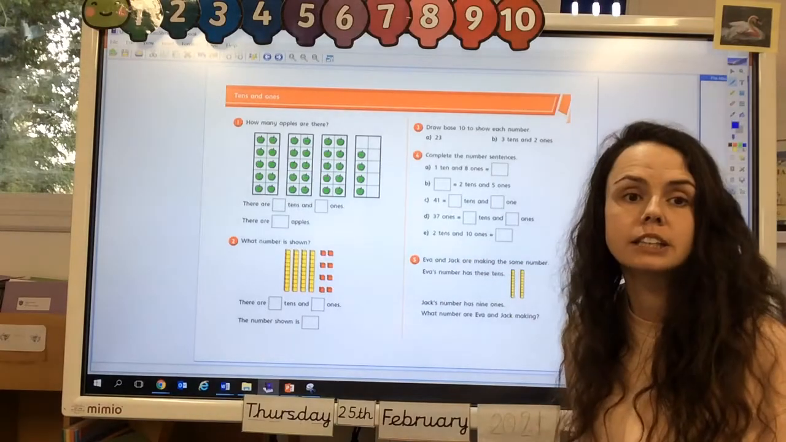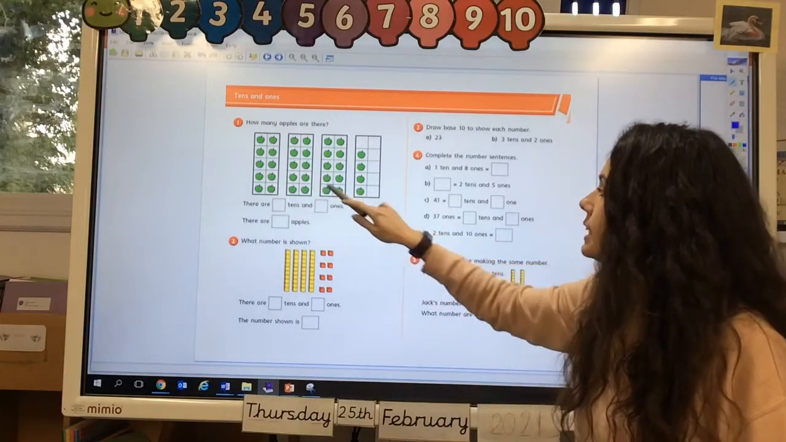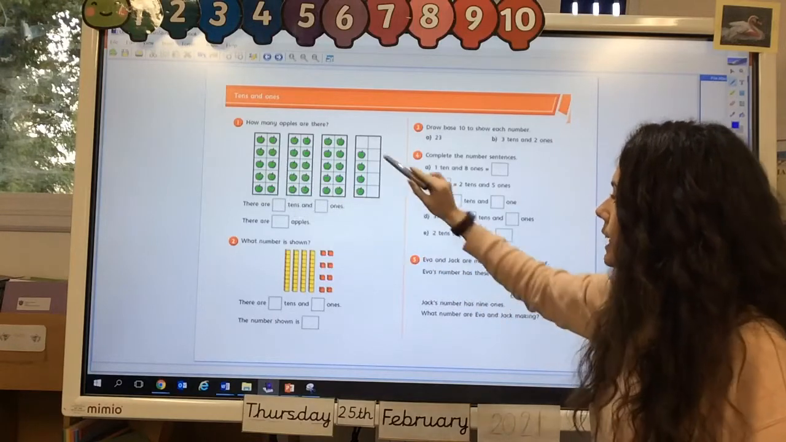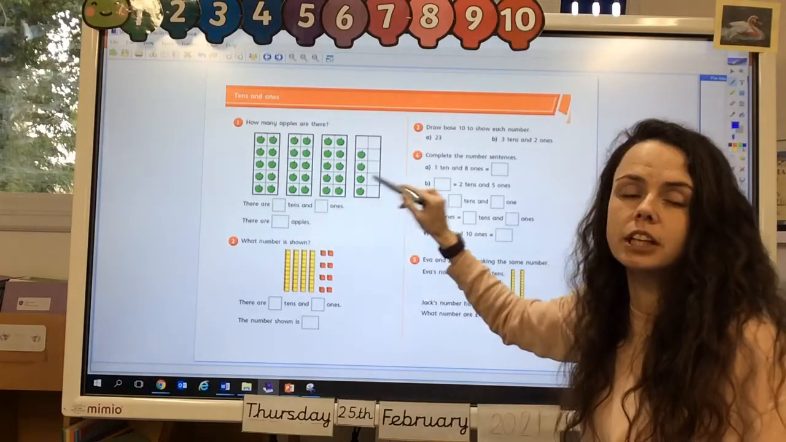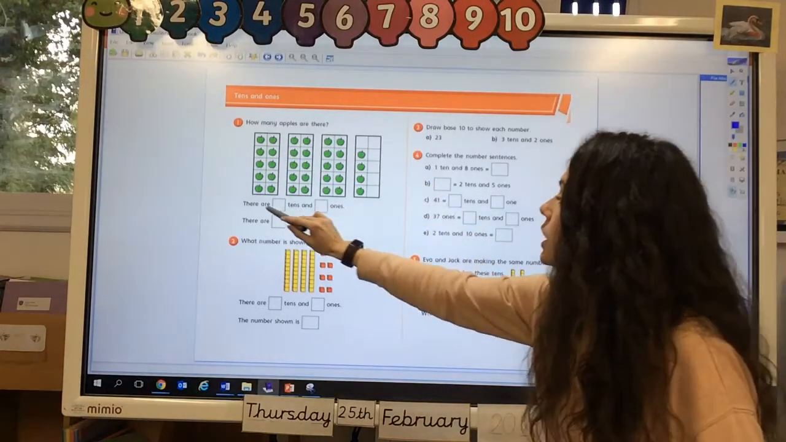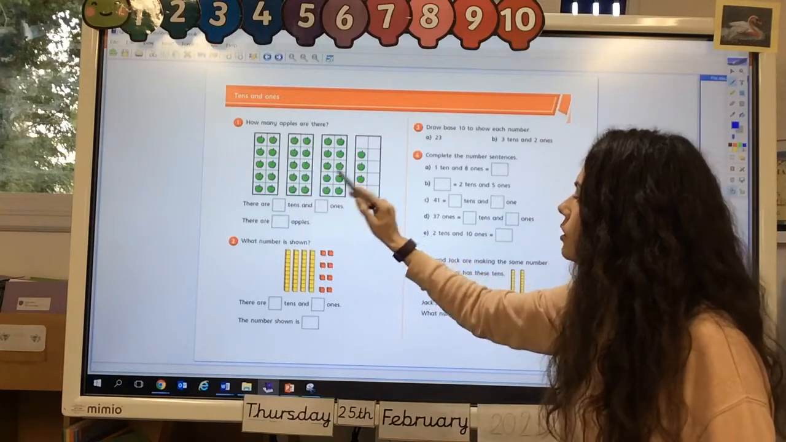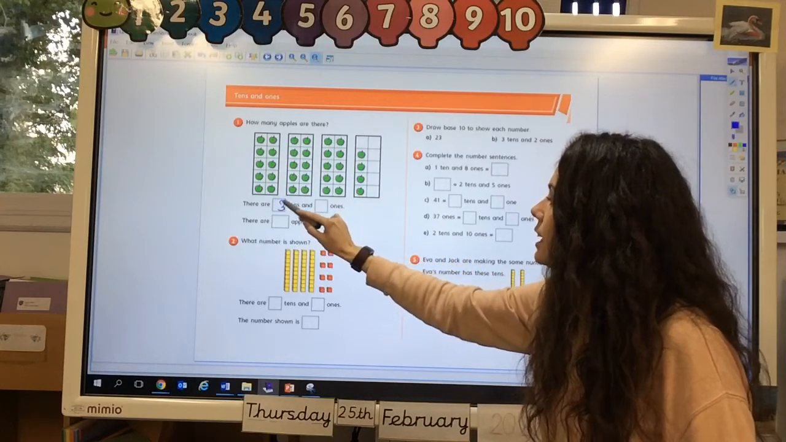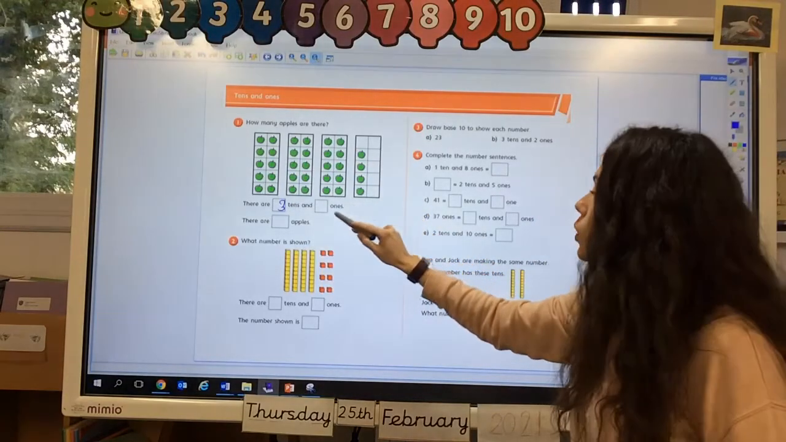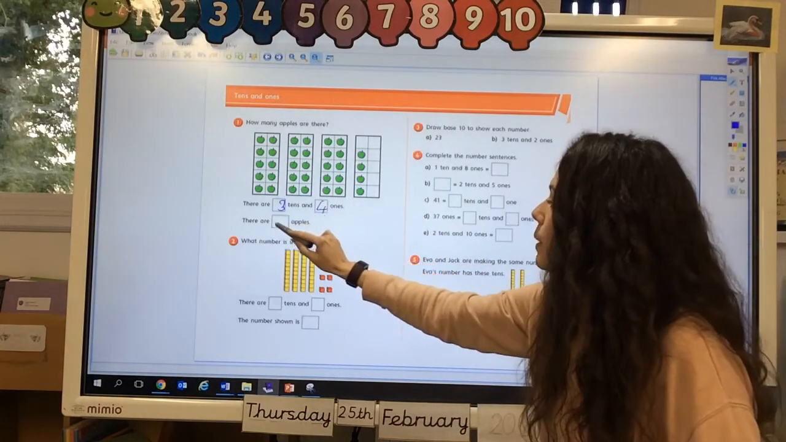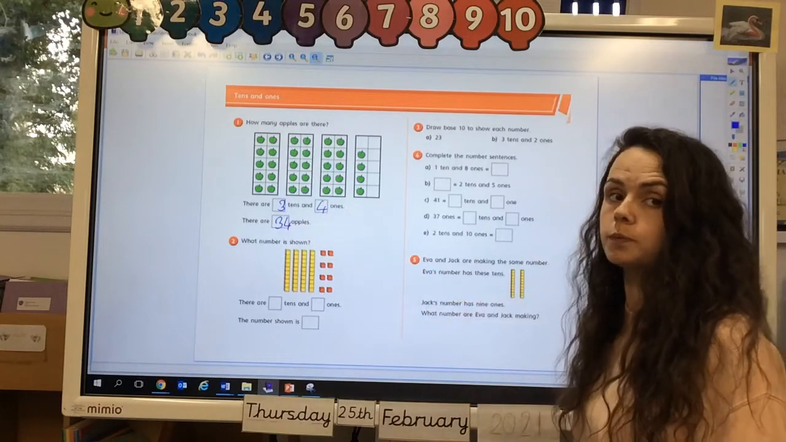Now, we're really lucky because they've already put them in 10 frames for us. So, we've got 10, 20, 30, and then how many single ones? 1, 2, 3, 4. So, 10, 20, 30, 4. So, there are how many tens? 1, 2, 3. 3 tens. And how many individual ones? 4. And that makes 34 apples in total.